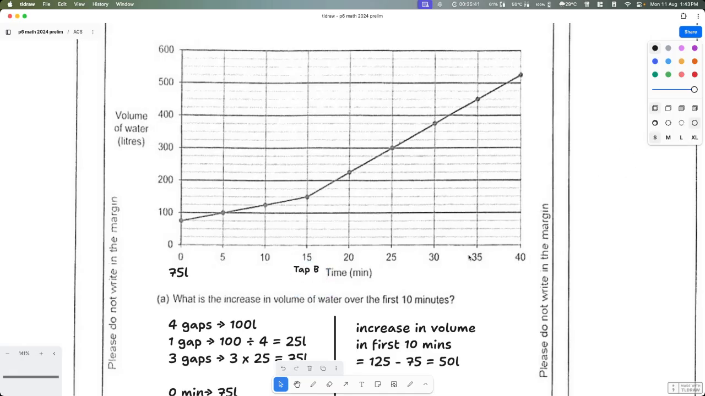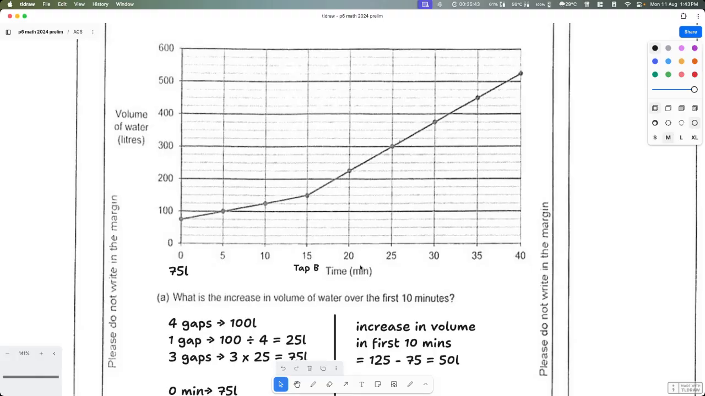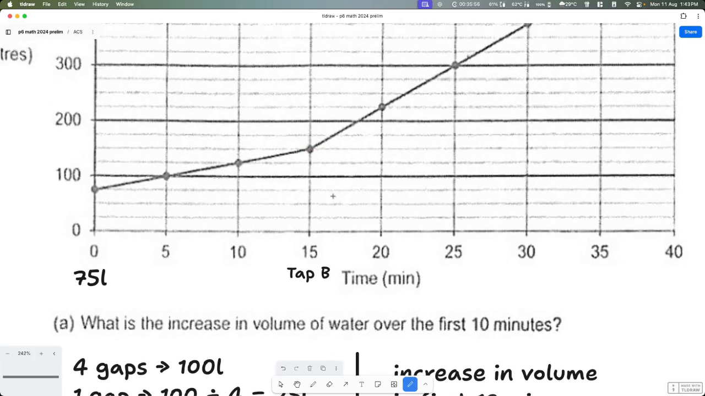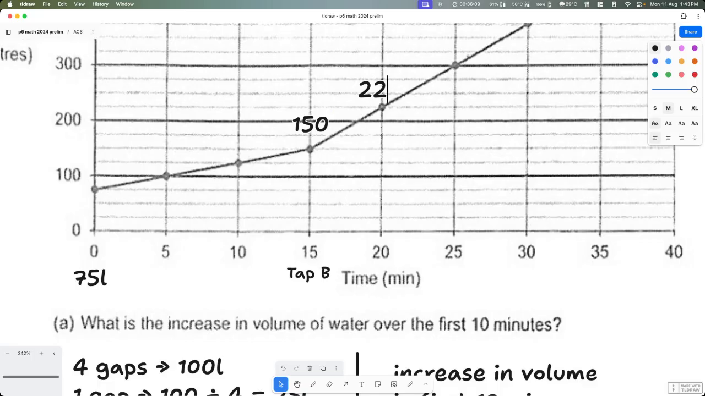In this case, what we want is to get the 15 minutes and then 20 minutes, so we know the difference. Once we know the difference, we know how many minutes this is. So for 15, this is 100, 125, 150. So this is 150 liters. I'll just put 150. And then for 20, it is 225 liters.